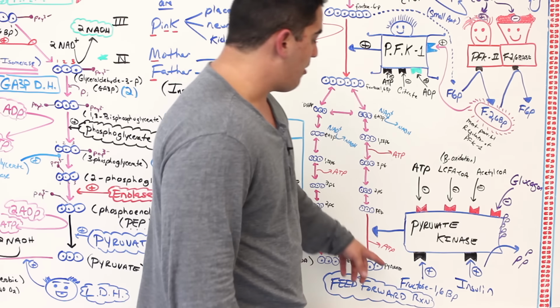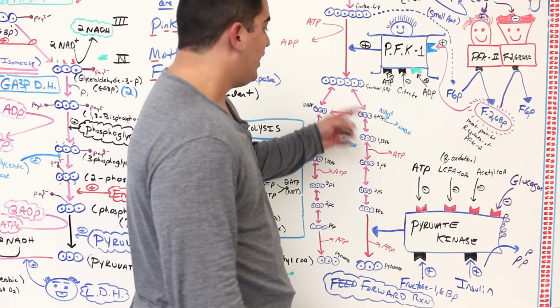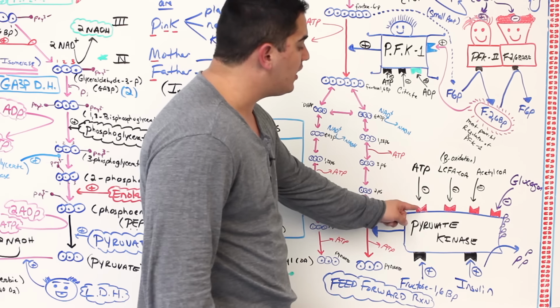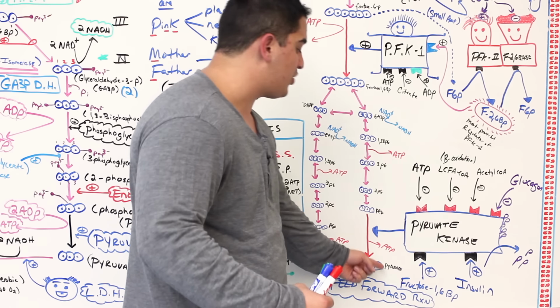Okay? So just remember that. Fructose 1,6-bisphosphate is an example of a feed-forward reaction. He's coming before the reaction, but he's telling this enzyme to get ready because you're going to need to increase your activity to convert PEP and eventually into pyruvate.